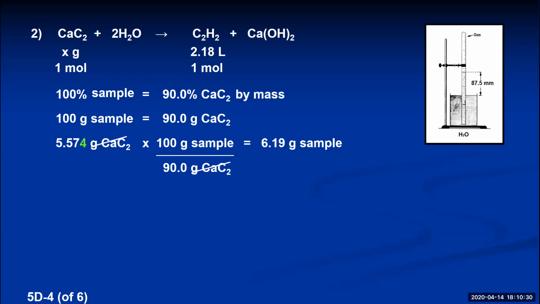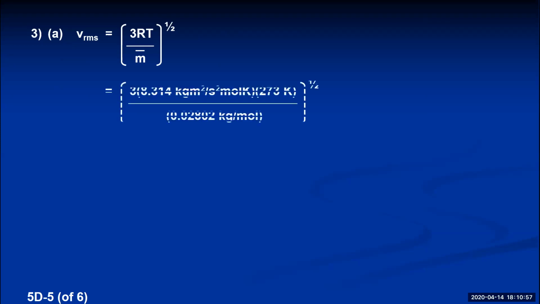Problem number 3, calculate the root mean square velocity of nitrogen molecules at two different temperatures. A is at 273 Kelvin. So to calculate the root mean square velocity of any gas molecules, we use the following equation. The root mean square velocity equals the radical of 3RT over the molar mass. The molar mass will be for diatomic nitrogen, and the R value will have to be the one that has units of kilograms meters squared per second squared mole Kelvin.